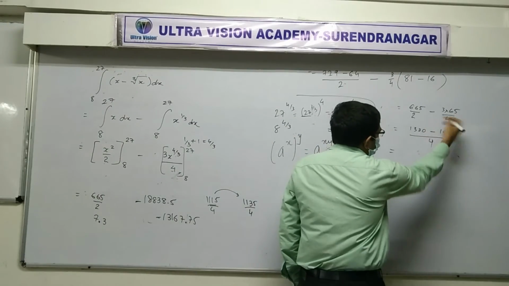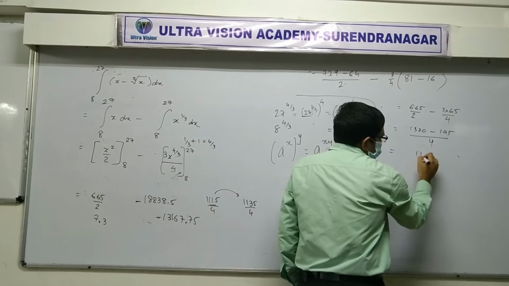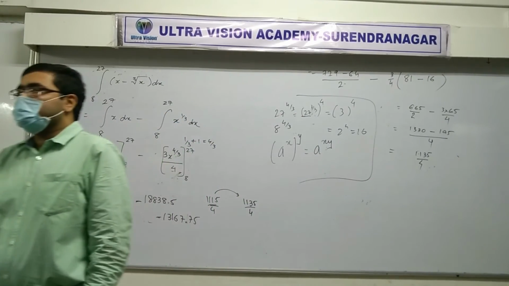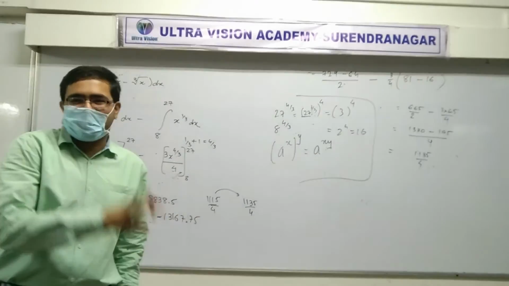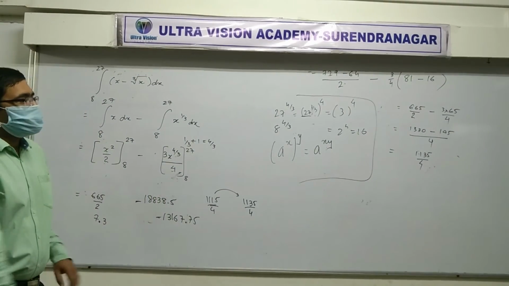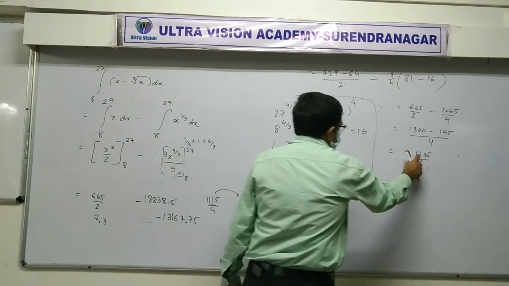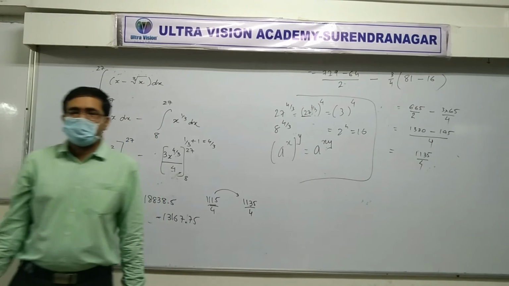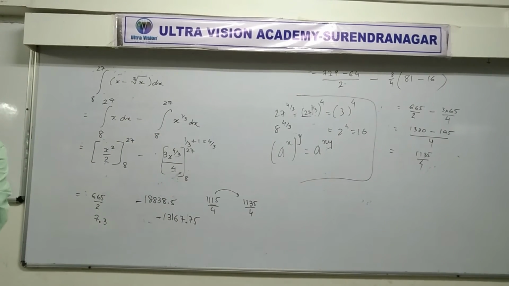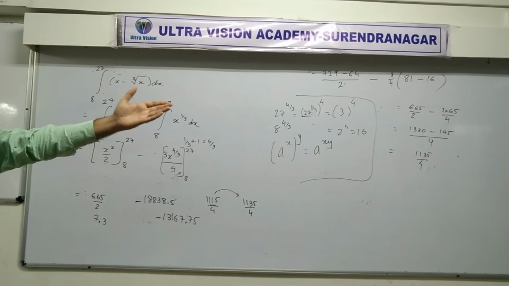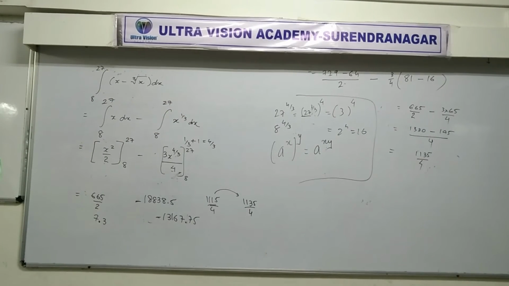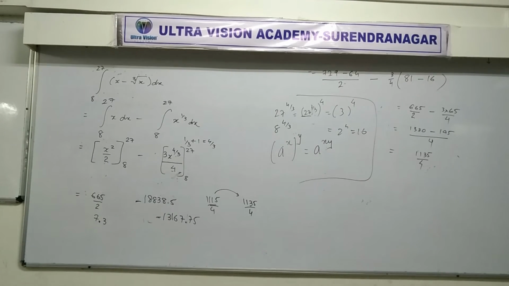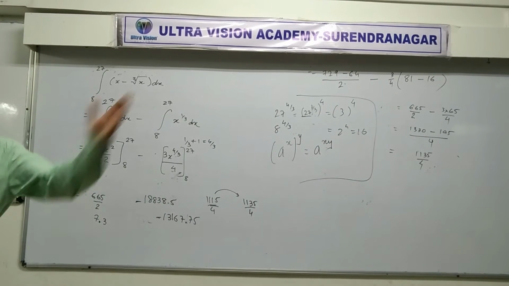So now this is going to be 1135 upon 4. Check that. Are you getting this 1135? Yes, good. You need a calculator for addition and subtraction, that's why the answer doesn't come, not joking. The more you train your mind, the easier it will be for you. If I can do it, why can't you?